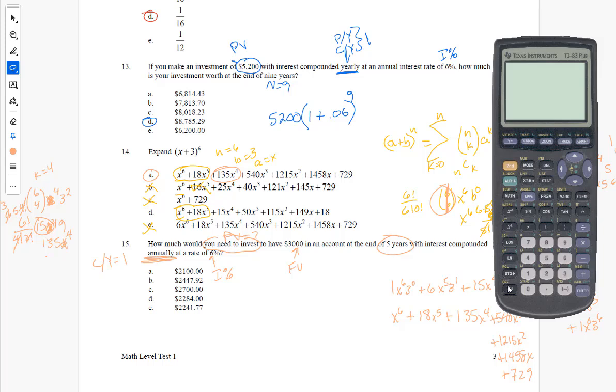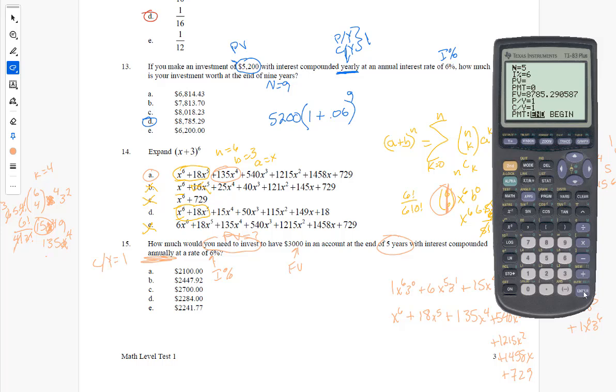Let's punch it in. So let's get back to the finance application here. TVM solver. Good. At the end of 5 years, number of periods is 5. Now, this N is the number of compounding periods. So if we were compounding monthly, we'd put a 60 in here for that. Interest rate is 6%. Good. Principal value, we don't know. I'm going to clear that guy.